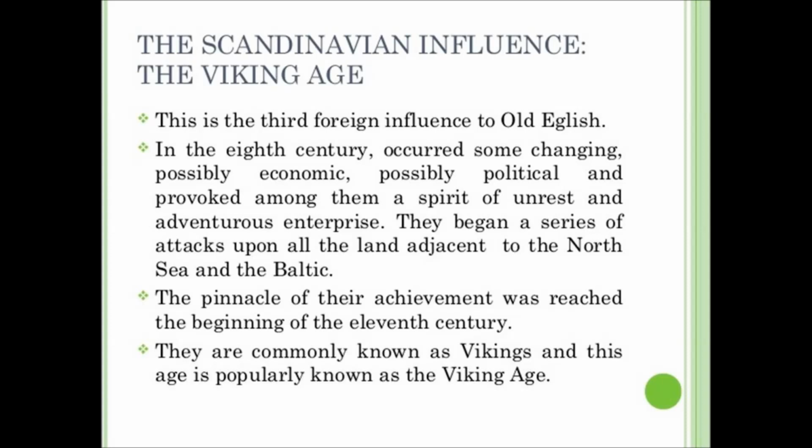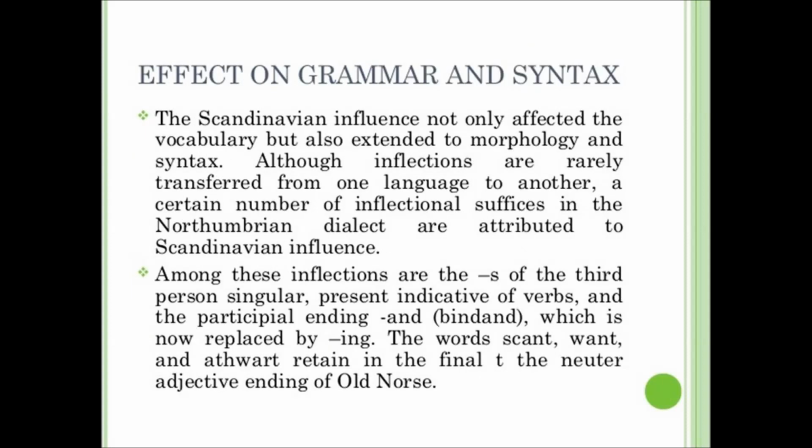Now, the Scandinavian influence not only affected the vocabulary, but also extended to morphology and syntax, although inflections are rarely transferred from one language to another. A certain number of inflectional suffixes in the Northumbrian dialect are attributed to the Scandinavian influence. Among these inflections are the use of the S of the third person singular, present indicative of the verbs, and the participial ending, which is now replaced by the ing. The words scant, want, and athwart have the final T, the neuter adjective ending of the Old Norse.